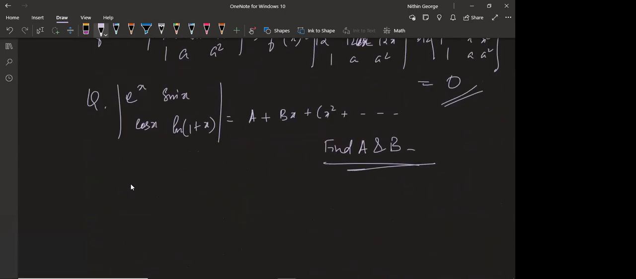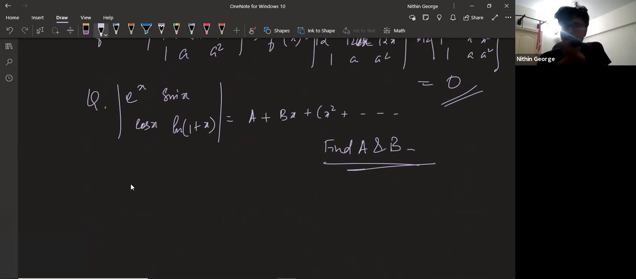Okay. Now, in this problem, a plus bx plus cx square and so on is this expansion. Find the value of a and b. So we've learned differentiation. We will be using this here. To find the value of a, what do you do? Simply put x equal to 0 on both sides. What happens? The RHS becomes a. What happens to the LHS?